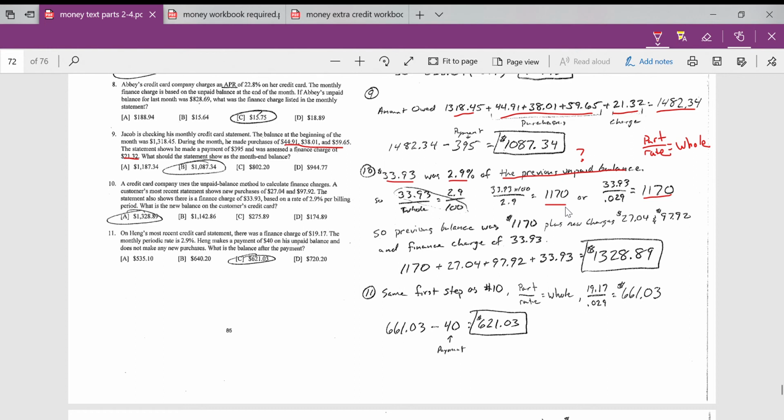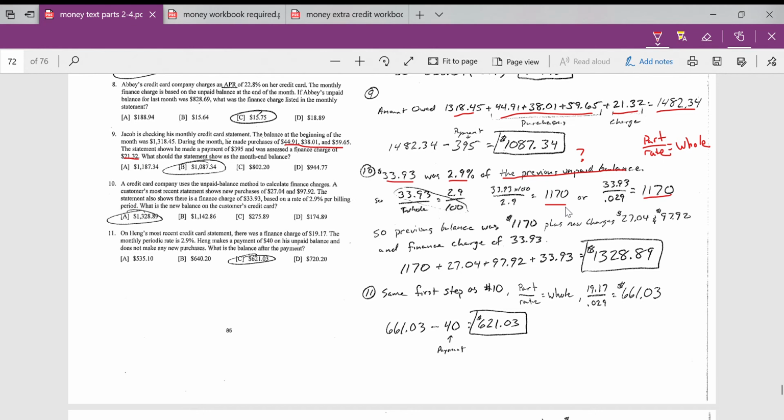So either way you do that, and again, that's kind of review, but it's been a while. So if you have questions on that, let me know if you need me to go more in depth than that. But that's how much the unpaid balance was before. And then that's why they took 2.9% of that, and the finance charge was $33.93. Now the question was, what is the new balance? Okay, well, there was another thing that happened here. This person made 2 new charges of $27.04 and $97.92.